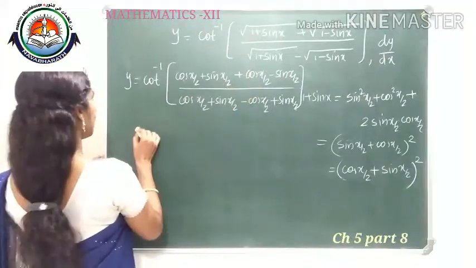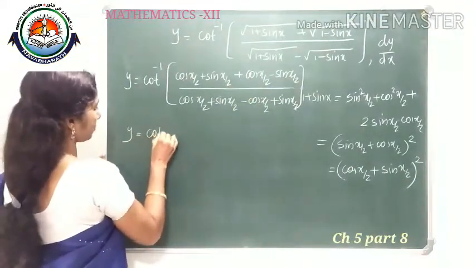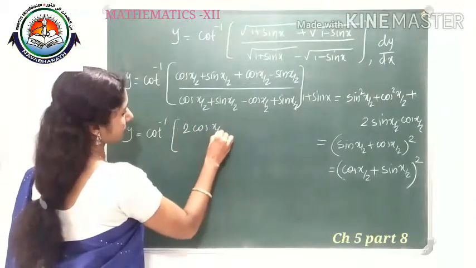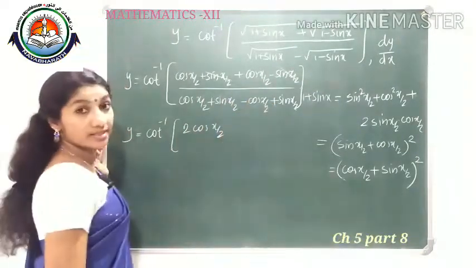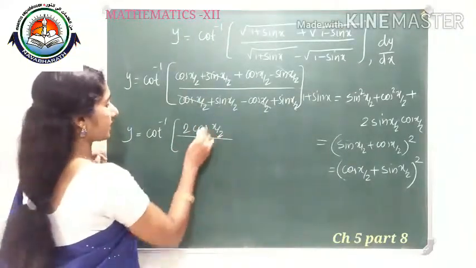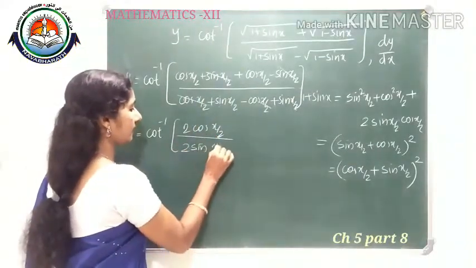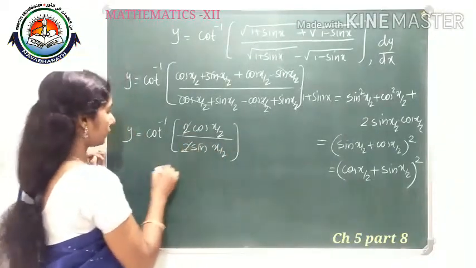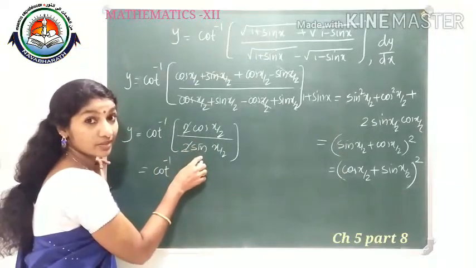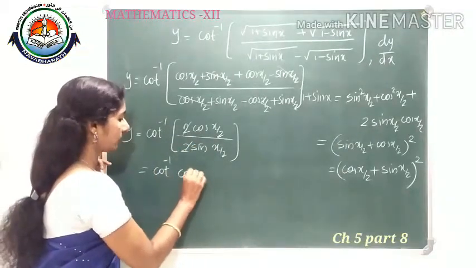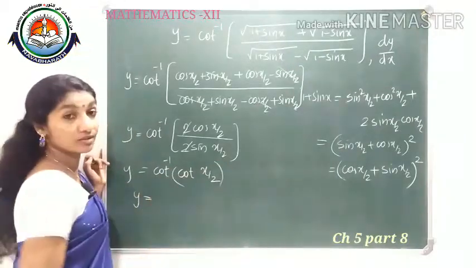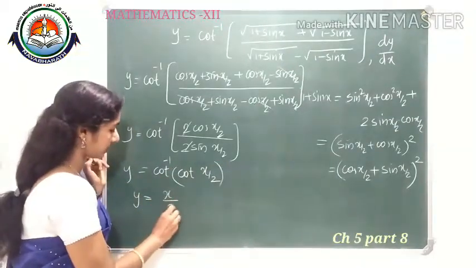Cos x by 2 plus cos x by 2, we are getting it as 2 cos x by 2. So, cot inverse of 2 cos x by 2, sin x by 2 minus sin x by 2 cancelled, divide by cos x by 2 minus cos x by 2 cancelled, we are getting in the denominator 2 sin x by 2, and 2 we can cancel, it is getting cot inverse of cos x by 2 by sin x by 2 is cot x by 2. So, we got y equal to cot inverse of cot x by 2 is x by 2.